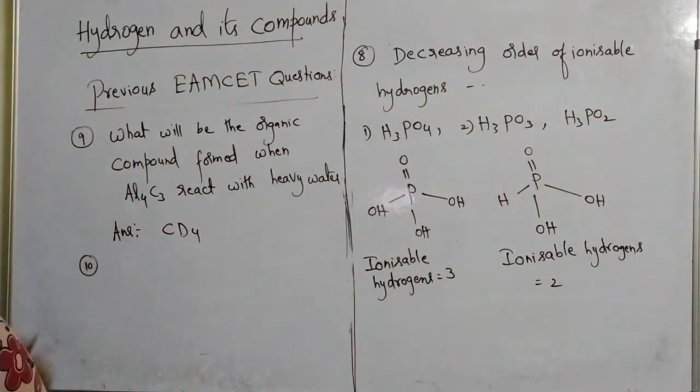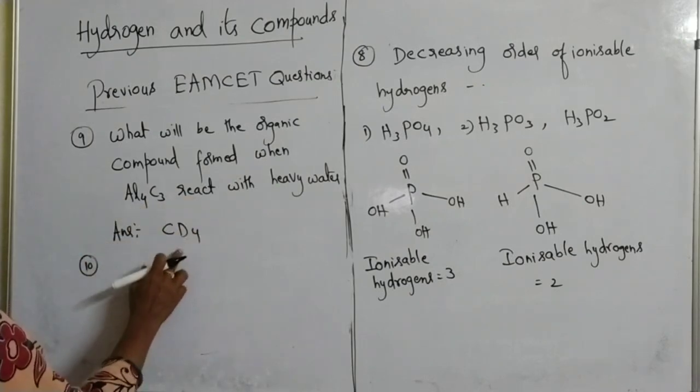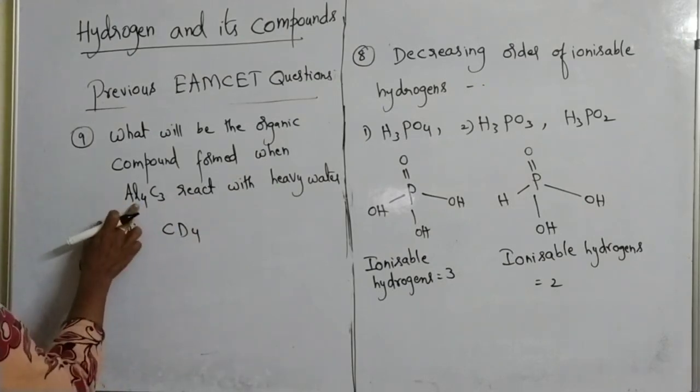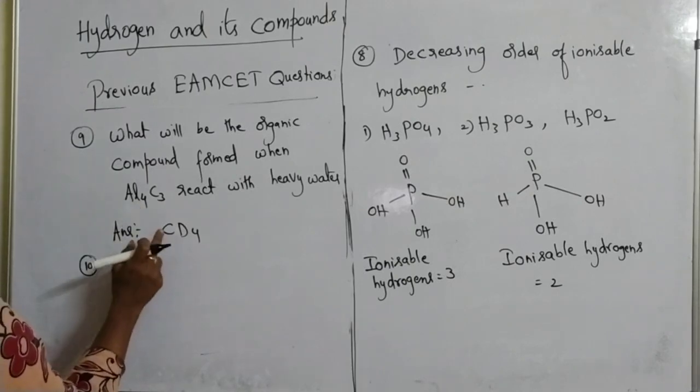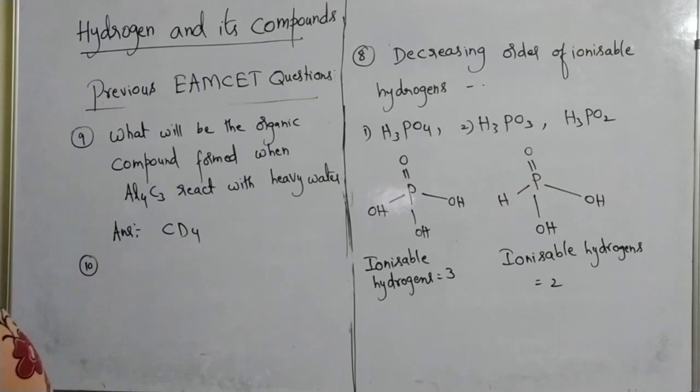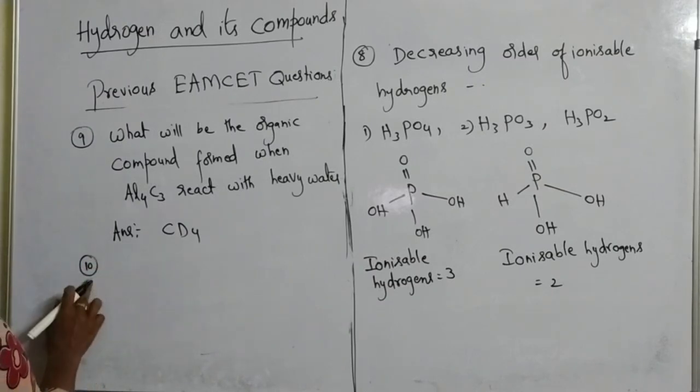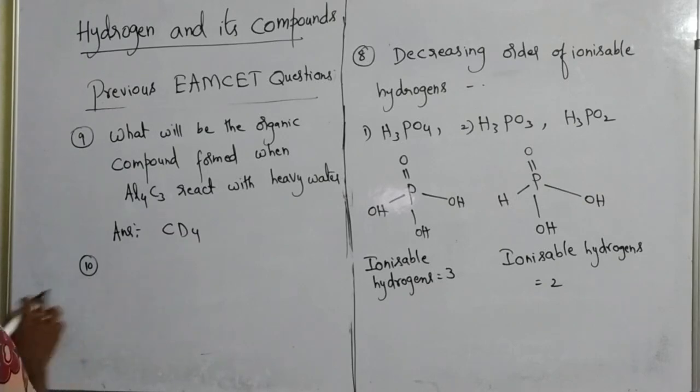I even gave this in match the following also. Even when calcium carbide reacts with water, it forms acetylene. If they give calcium carbide instead of aluminum carbide, you will get deuteroacetylene. Remember that point. And here one more question is given like this, once check.